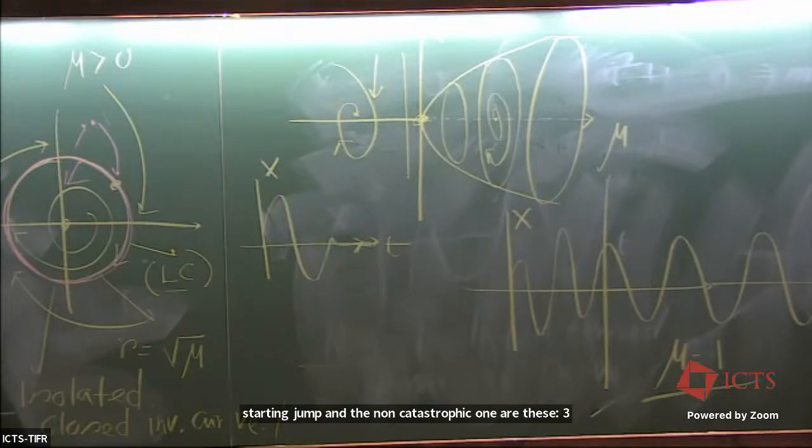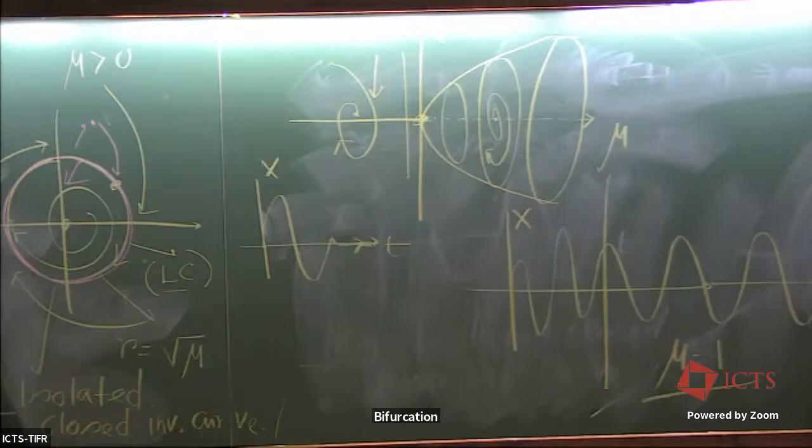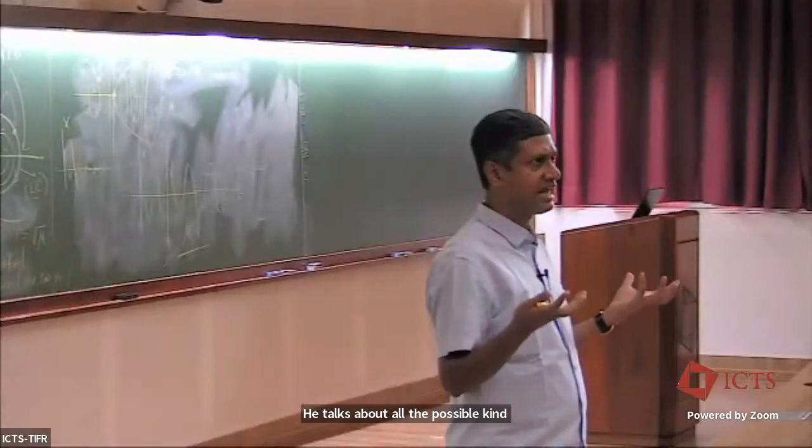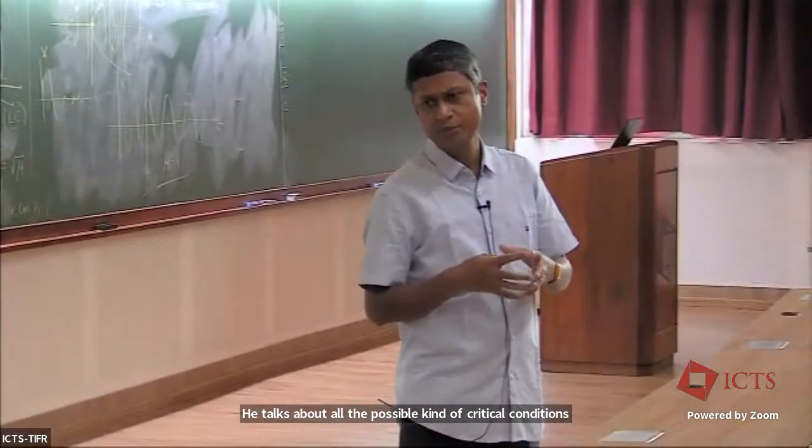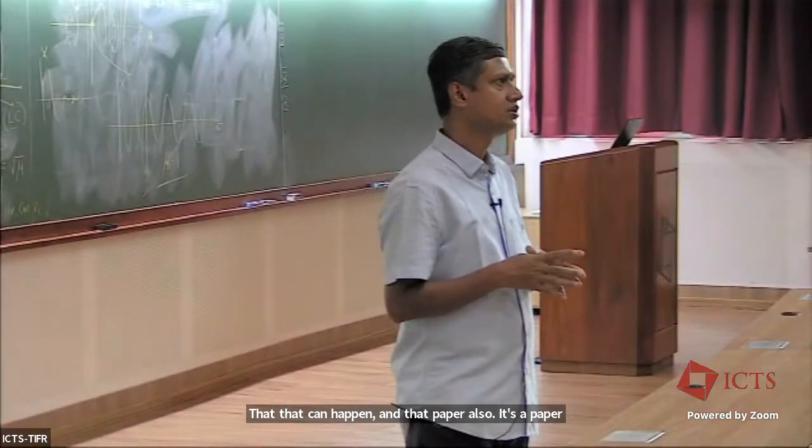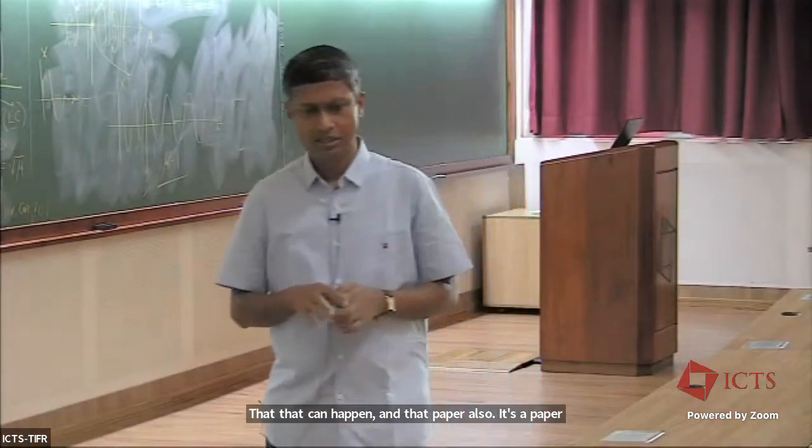There is a fantastic paper by Carl Boettiger, a faculty member at UC Berkeley. You can take a look at it. The title of the paper is Charted and Uncharted Territories of Critical Transitions. It talks about all the possible kinds of critical transitions that can happen. It was probably published in Theoretical Ecology, where Alan Hastings is the editor of the journal.